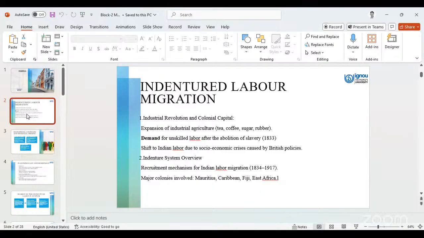Industrial revolution and colonial capital led to the expansion of industrial agriculture. Like tea becomes industrial agriculture now, and especially the expansion had happened during the British period, right? Coffee, sugar, rubber are the main areas where a lot of migration took place by force during the colonial period, to work in the tea estates, coffee estates, sugarcane industries or agricultural land, and rubber agricultural land.